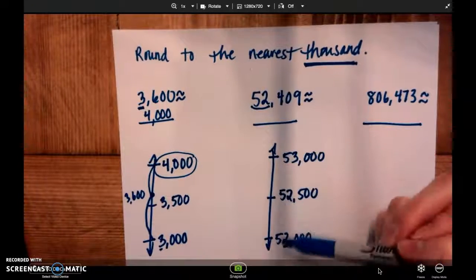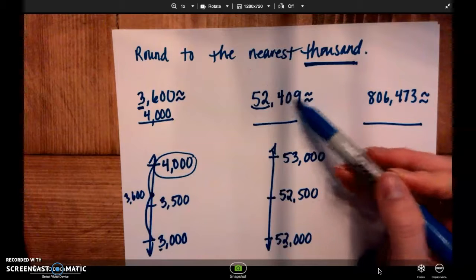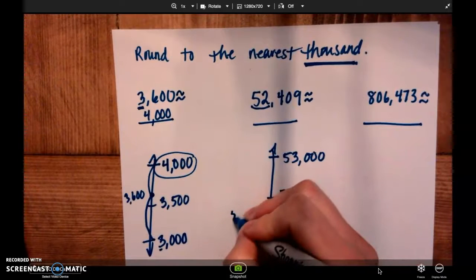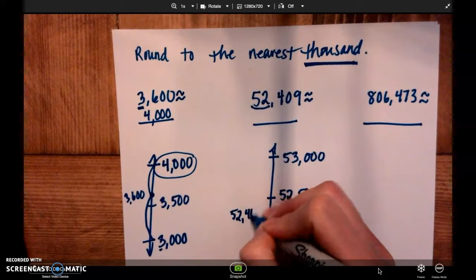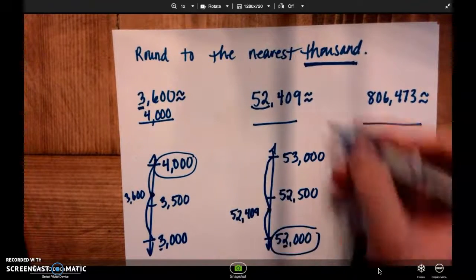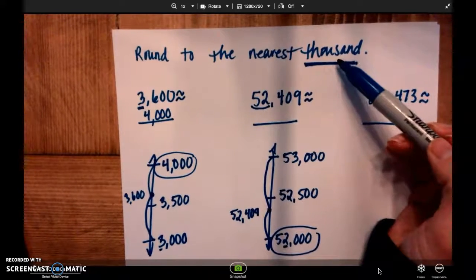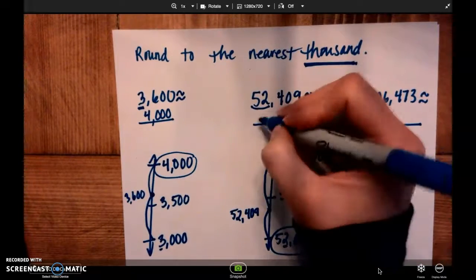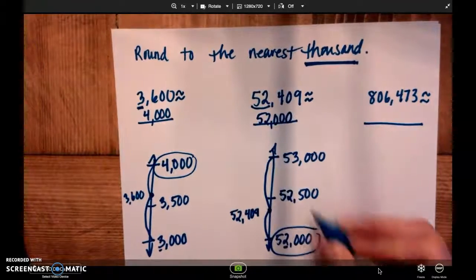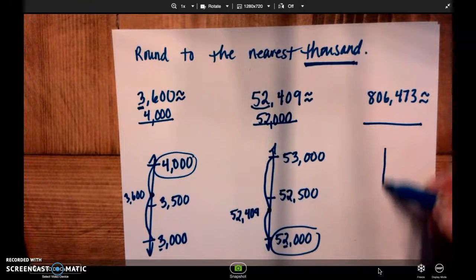All right, let's see. So I know that my midpoint is 52,500, and that's a little bit bigger than this 52,409. So I'm going to plot it about right here. And I can see that when 52,409 is rounded to the nearest thousand, it rounds to 52,000 because it falls in the bottom half of my number line.